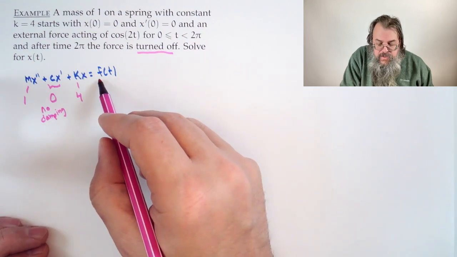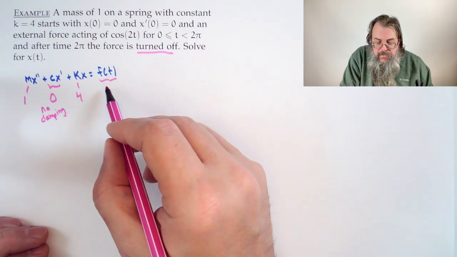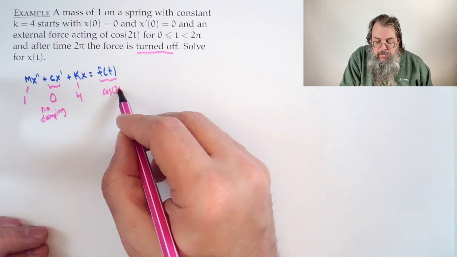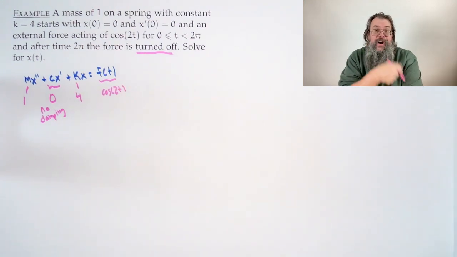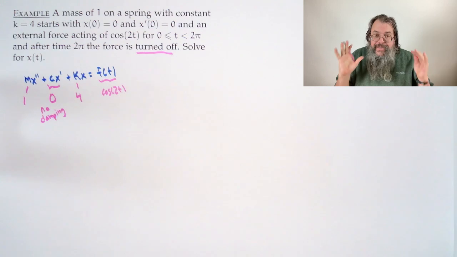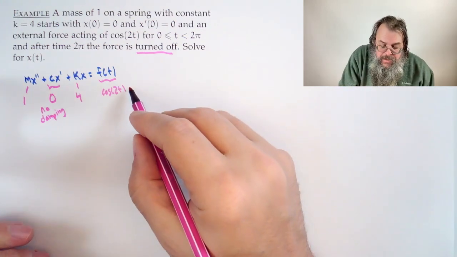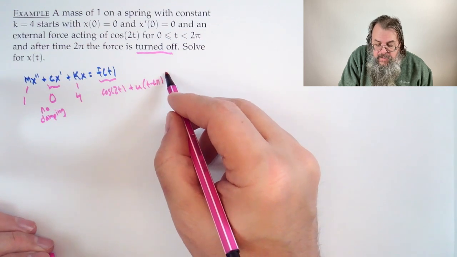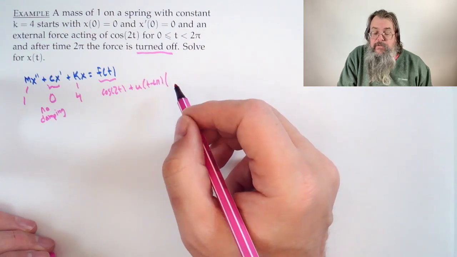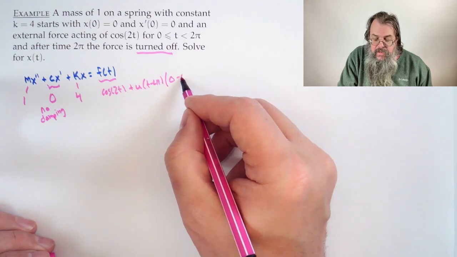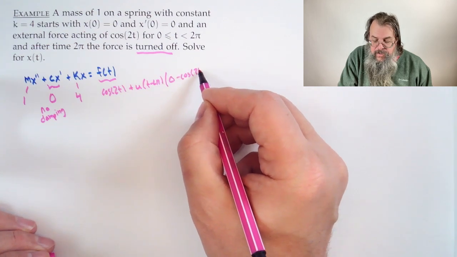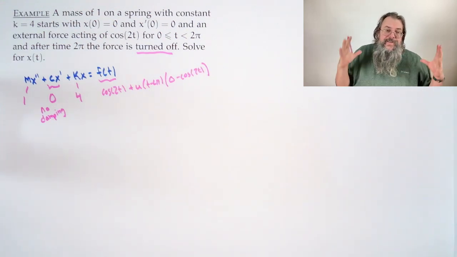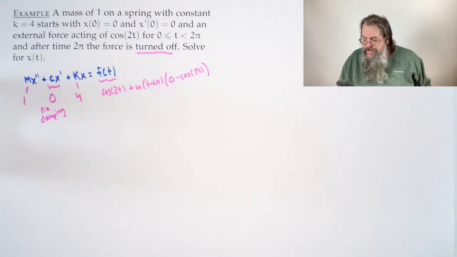Our external force, well, okay, so this one we have to be careful of. It's cosine of 2t, but it gets turned off at time 2 pi. So what does that mean? Well, that says we're going to have a u of t minus 2 pi, and then after time 2 pi, there's nothing. And then we subtract cosine 2t. All right, good. So that's our differential equation.